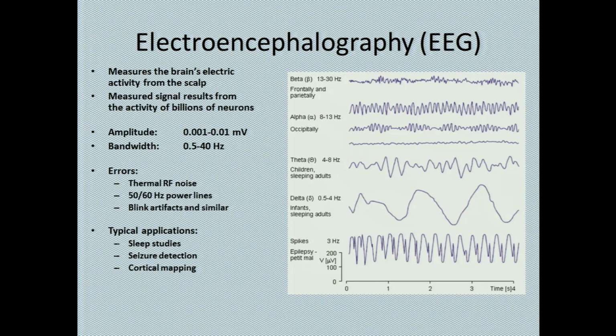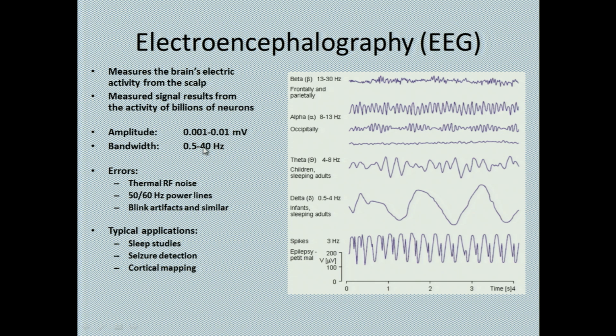And this signal results from the activities of billions of neurons. See the magnitude, 1 microvolt to 10 microvolt. So again we have to convert it to at least 0.5 to 2 volts. You can imagine the amplification we need. And again here the frequency is 0.5 to 40 hertz.